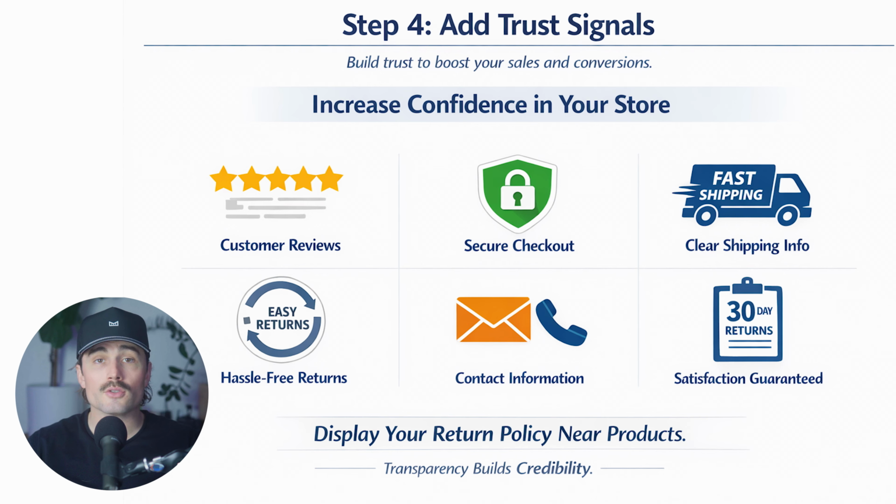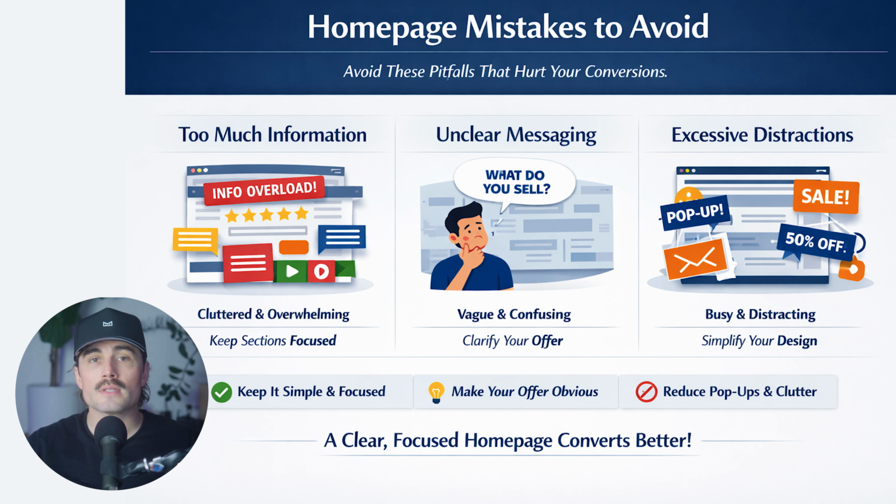These metrics help you understand whether your page feels fast for visitors. Step 4, add trust signals. The last piece of a high converting homepage is trust. Visitors are much more likely to buy when they feel confident about your store. Some simple trust signals that you can add include customer reviews, secure checkout badges, clear shipping information, return policies, and contact information. Even small details like displaying your return policy in your product sections can reduce hesitation. Transparency builds credibility.